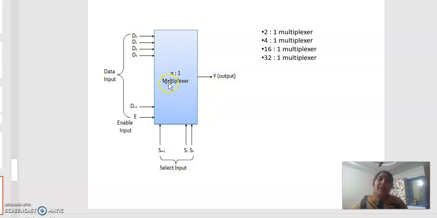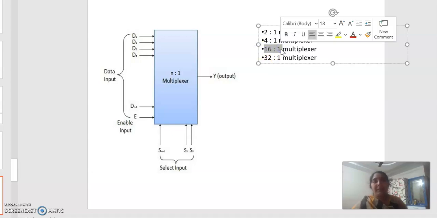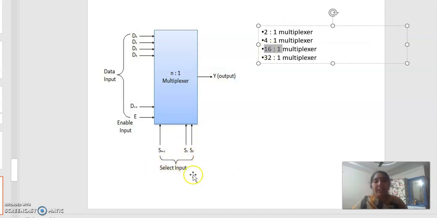The size of the multiplexer can be written as 2 by 1 multiplexer, 4 by 1 multiplexer, 16 by 1 or 32 by 1, where 2, 4, 16, 32 represent the number of input lines. Suppose we consider a 16 by 1 multiplexer. It contains 16 input lines and 1 output line, and writing 16 in terms of powers of 2, its value is 2 power 4, and that 4 represents the number of selection lines.